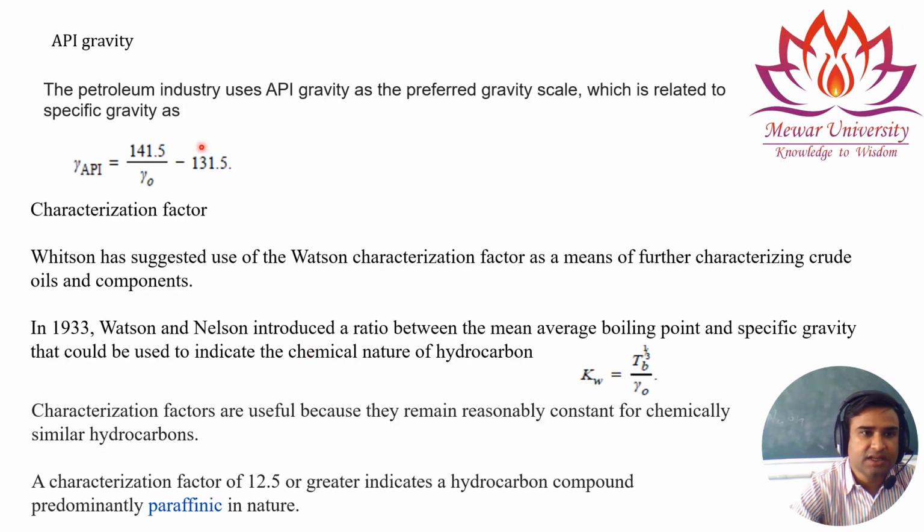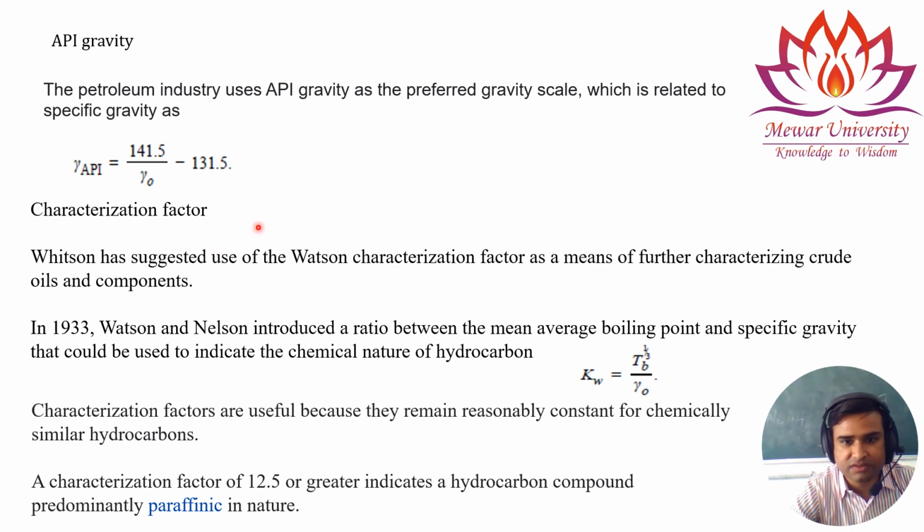Next, talking about the API gravity. Based on the API gravity, the crude oil is characterized all around the world. The API gravity is the preferred gravity scale, which is related to the specific gravity. So API gravity is 141.5 divided by the specific gravity, minus 131.5. That's how API gravity can be calculated for a crude oil.